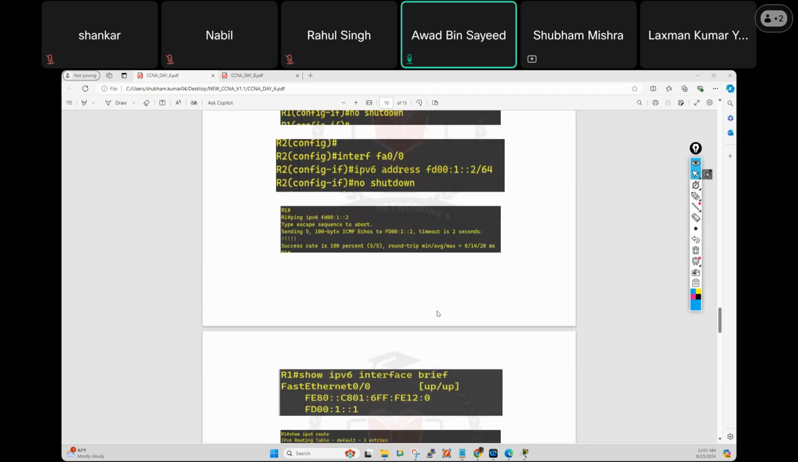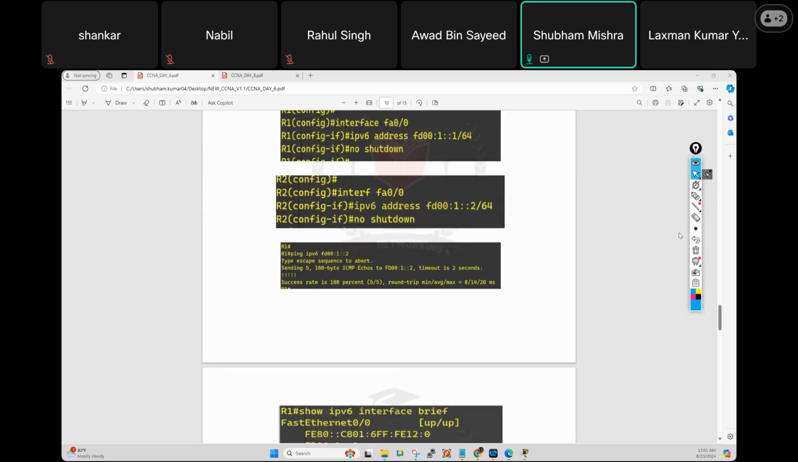For pinging, we need to type IPv6 also. Yes, you have to mention IPv6 first. Now when you try to ping from R1 to R2, what is the command? Ping, then you have to write ipv6, and then the IP address. This is the command by which you can ping from R1 to R2.